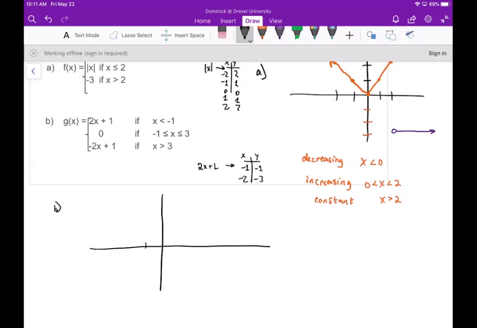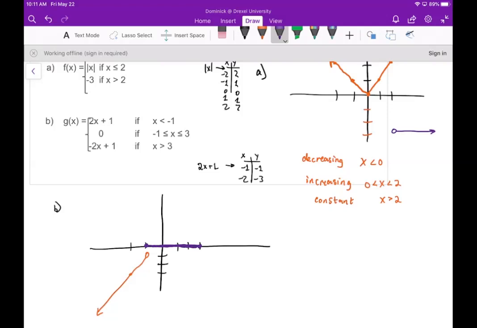All right, so for the 2x plus 1 part, we're going to get something that looks like this. So I have an open circle on -1, -1, and of course, a closed circle for -2, -3, and this section will look something like that. Now, if we're between -1 and 3, we're just at 0, right? And this is both inclusive. So we have a closed circle here, we have a closed circle here, and it's just right on 0.